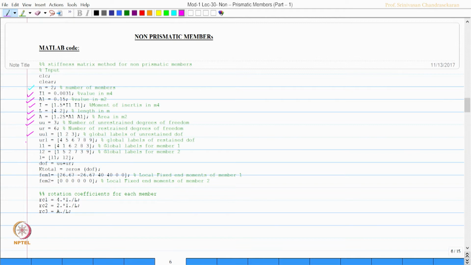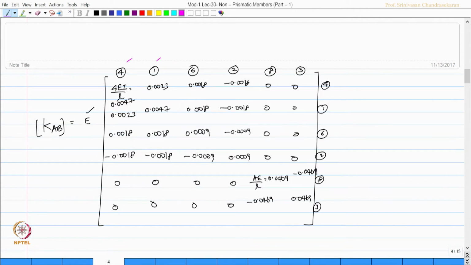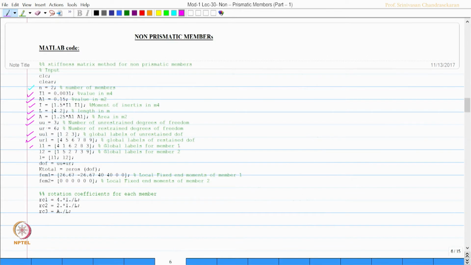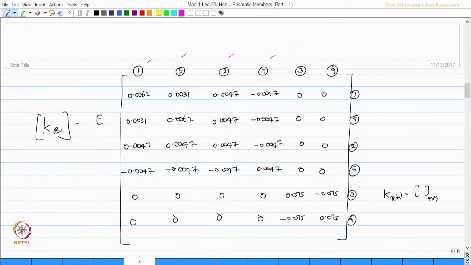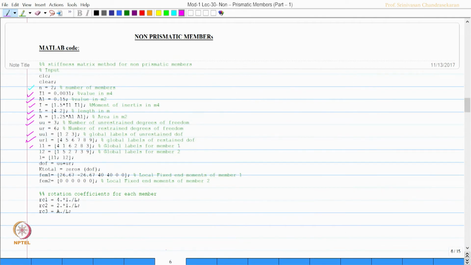Then the labels are 1, 2, 3 and 4 to 9. Then the labels for member 1 are 4, 1, 6, 2, 8, 3, you can see here 4, 1, 6, 2, 8, 3. Then member 2 has 1, 5, 2, 7, 3, 9. We need this for mapping, okay.